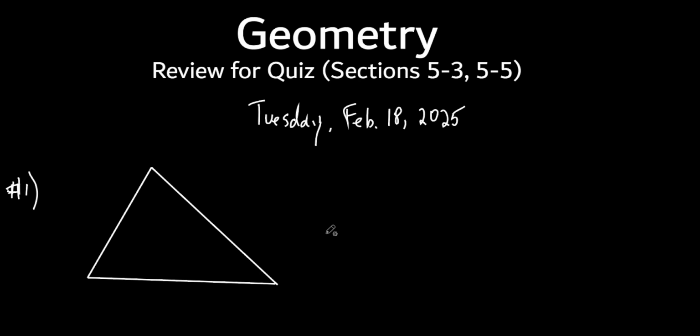The numbers will be different on the quiz, but the problems will look almost identical, except the numbers will just be different. All right, so let's say that's 8. Let's say that's 14. And let's say this is 20. Everybody good? All right. We'll call it triangle ABC. A, B, C.